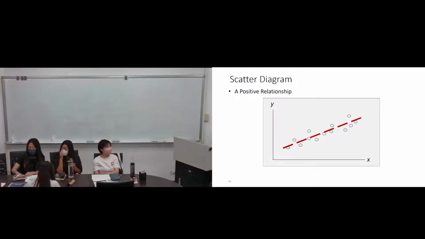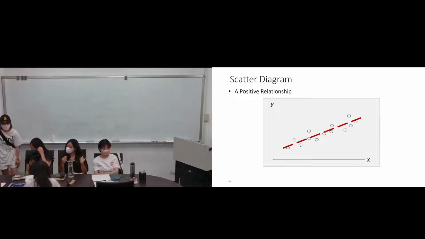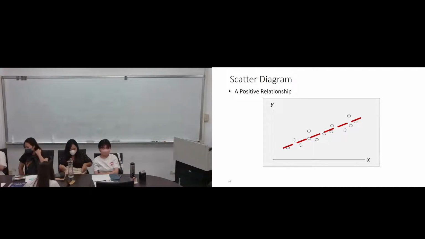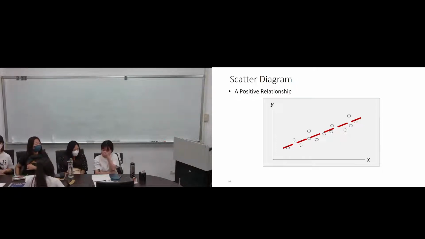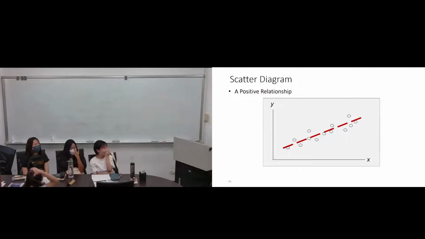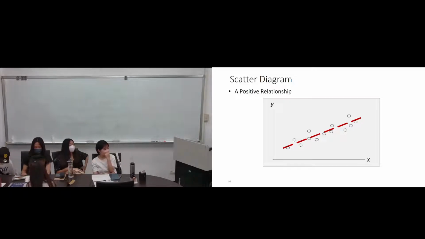For example, in this chart, we draw the value of x on the horizontal axis, the value of y on the vertical axis, and then we depict the values for x and y. After that, we draw the trend line. It seems that as the value of x increases, the value of y increases as well. So there is a positive relationship between x and y.